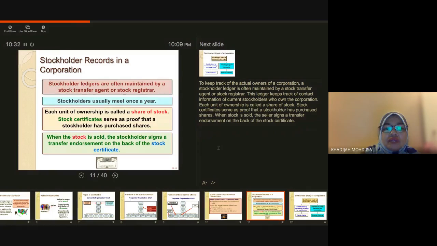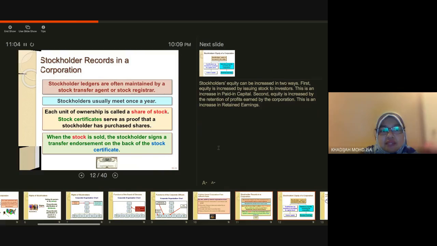Stockholder records are normally maintained, in Malaysia for example, by the company secretary. The company secretary will keep all the records of the shareholders. For example, whenever new shares are issued, who the shareholders are, and if there are any changes, all of this is recorded and kept by the company secretary, documented accordingly.